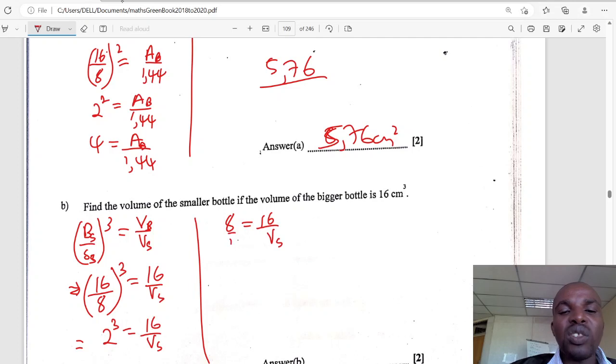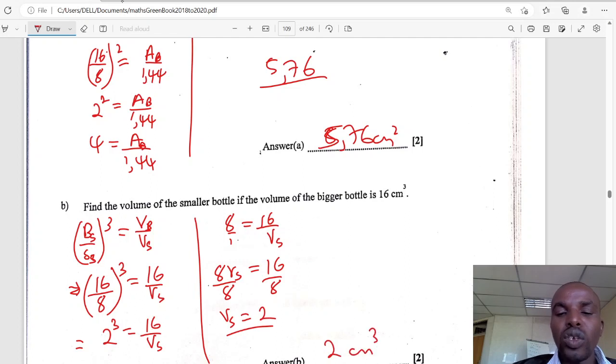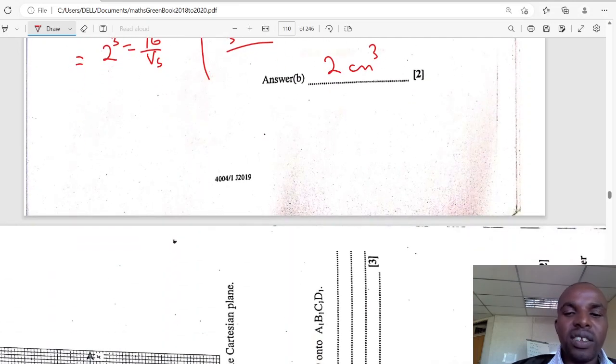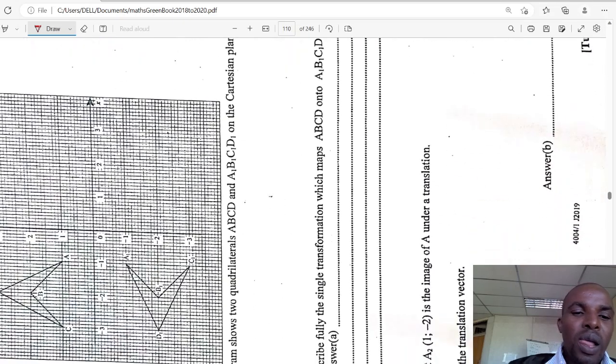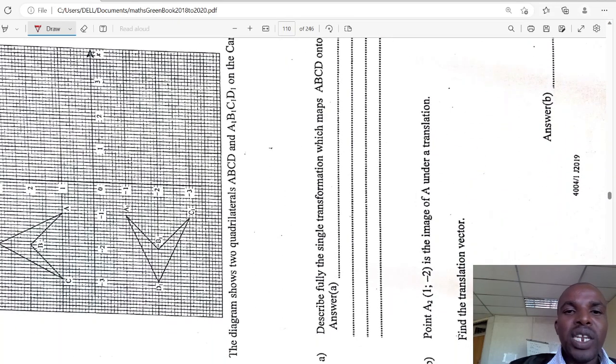Then cross multiply this one over 1. It will be 8 times volume of smaller is equal to 16. Then divide by 8 both sides. You get volume of smaller is equals to 2. So it's 2 cubic. Just like that. Right, then next part.